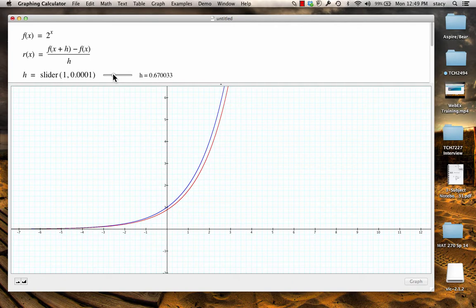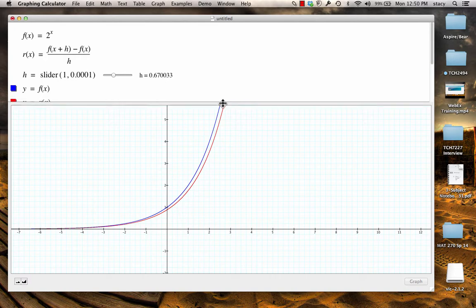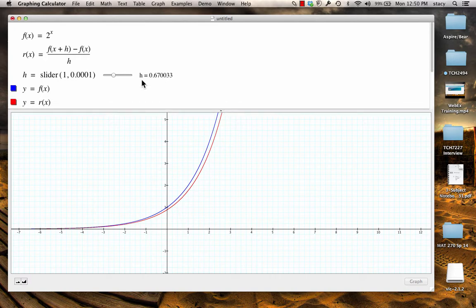So the blue graph is the original accumulation function, and the red graph is the rate of change function. And as I let h get really, really small, the red graph is getting closer and closer to the exact rate of change function. So the red graph is our reliable rate of change function for the blue accumulation function.